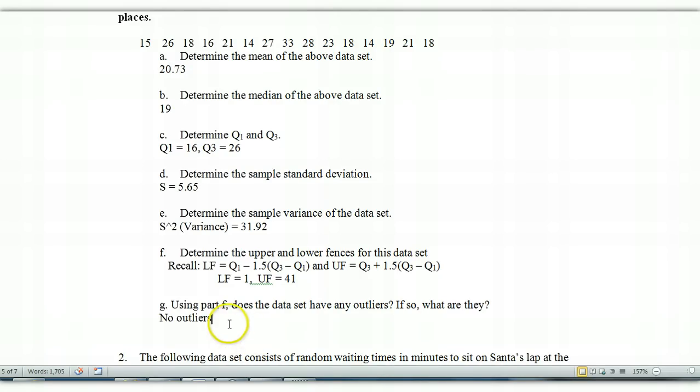So that's how you go about doing problem number 1. All it is is, do you understand how to use your one variable stats? And can you navigate through the one variable stats and find all the things that you need to find?